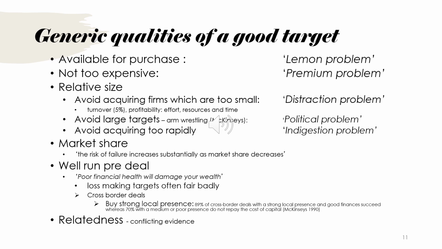So what are the generic qualities of a good target? Well, first of all, it does need to be available for purchase. And on the right hand side here, I talk about something called the lemon problem, which is often companies that are for sale because they're not good companies. They may be dressed up to look as if they're good, but actually they're not, and we call that a lemon problem. Secondly, you don't want something that's too expensive. On the right hand side, we call this the premium problem.